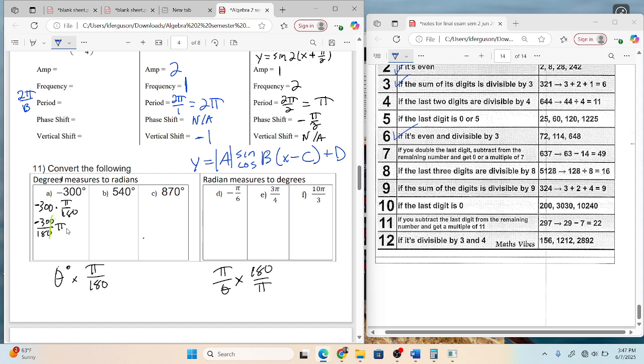I'm going to say negative 30 divided by 6. That's going to be negative 5. Then I've got positive 18 divided by 6, that is 3. And then I've got to bring the pi along for the ride. That's my answer: negative 5 pi over 3, or negative 5 over 3 pi. Either way, whether you say it or write it, is fine.